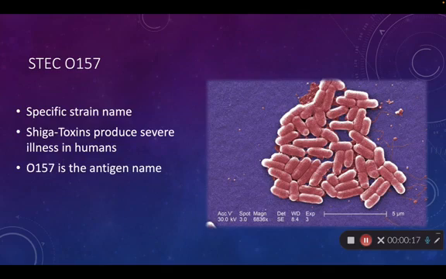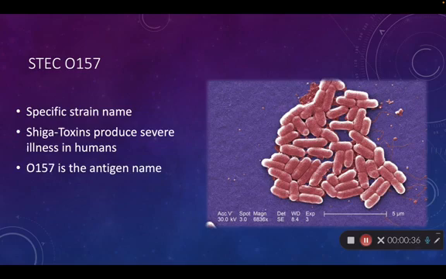Shiga toxin-producing E. coli O157 is a specific strain of the bacterium Escherichia coli that we have spent the past few weeks examining in class and lab. Shiga toxin-producing E. coli, or STEC, are a group of toxins associated with producing severe illness in humans.